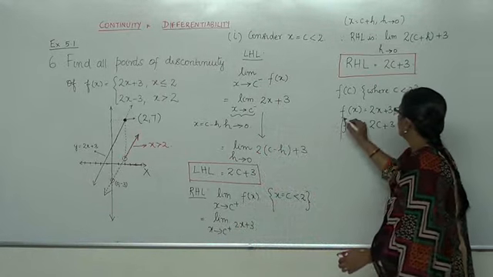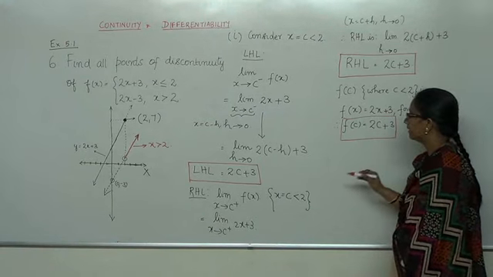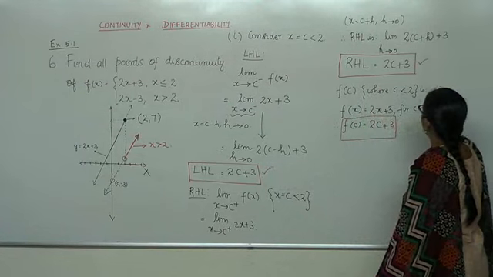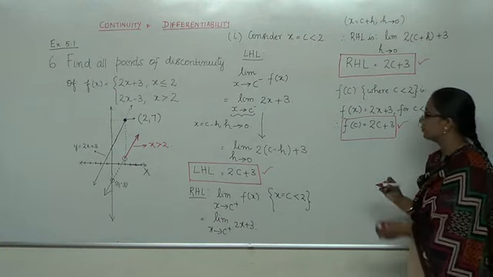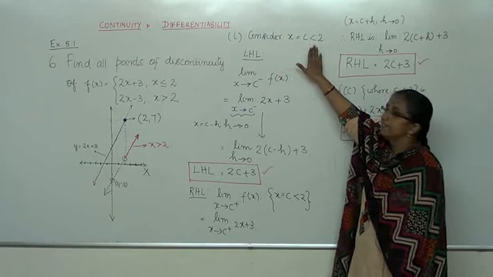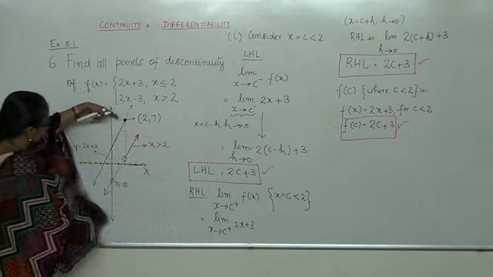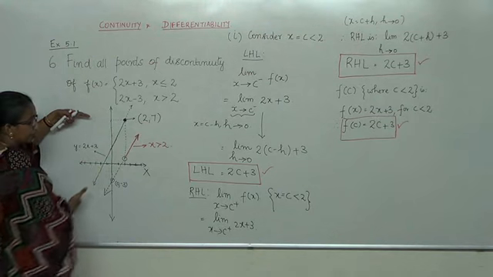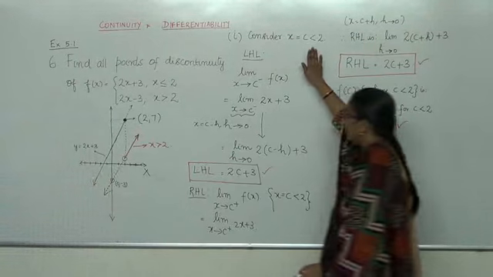So again we can see that the value of the function at c is also equal to 2c plus 3. So we have the left hand limit equal to 2c plus 3, the right hand limit equal to 2c plus 3, and also the value of the function at the point x is equal to c is also equal to 2c plus 3. Therefore the function is continuous for all values of x is equal to c, which is less than 2. Okay, so that is what we have shown in this graph also. So for all values of x less than 2, the function is continuous, which is represented as a straight line in the graph. Okay, so this is for x is equal to c less than 2.